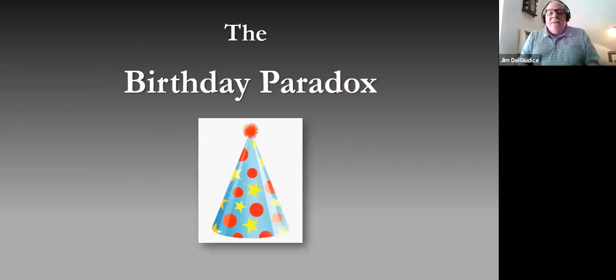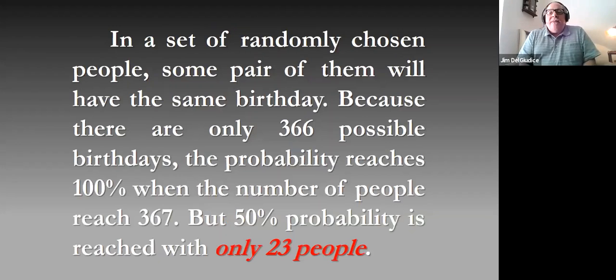Okay. Before we get back together, I want to discuss one other item, which I mentioned, this great thing called the birthday paradox. Well, here's the story. In a set of randomly chosen people, some pair of them will have the same birthday, because there are only 366 possible birthdays, right? January 1st to December 31st, plus maybe February 29th, 366 days. The probability is 100% when the group of people reaches 367.